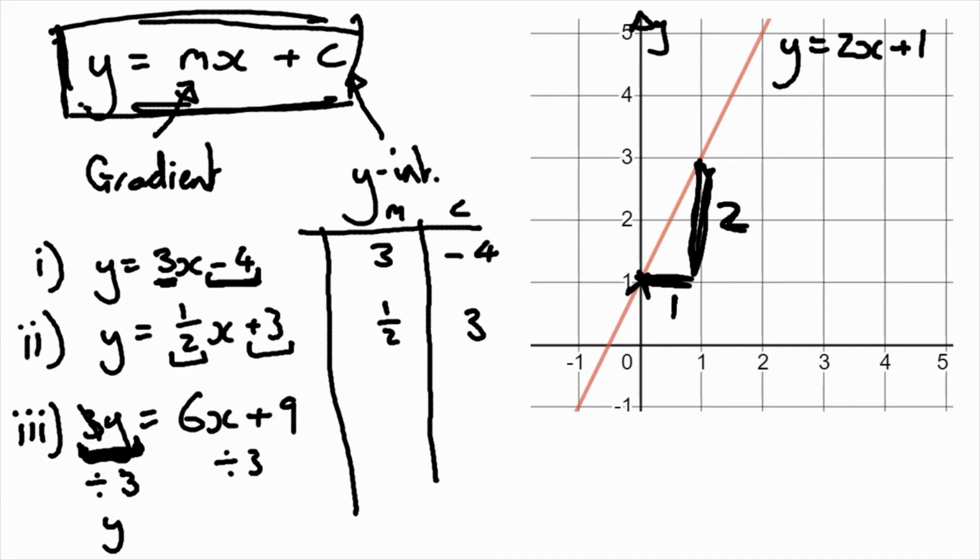3's cancel on the left. 6x divided by 3 is 2x. 9 divided by 3 is 3. So our gradient would be 2 and our y-intercept will be 3.